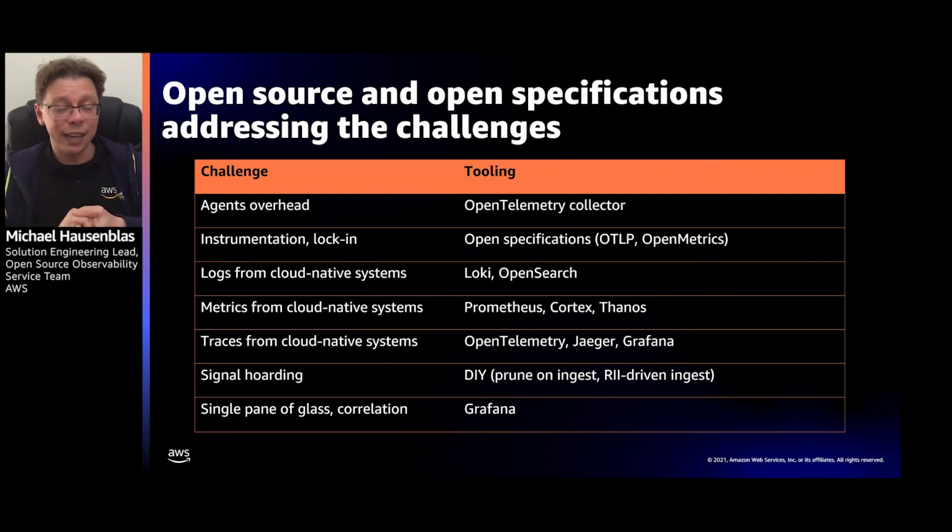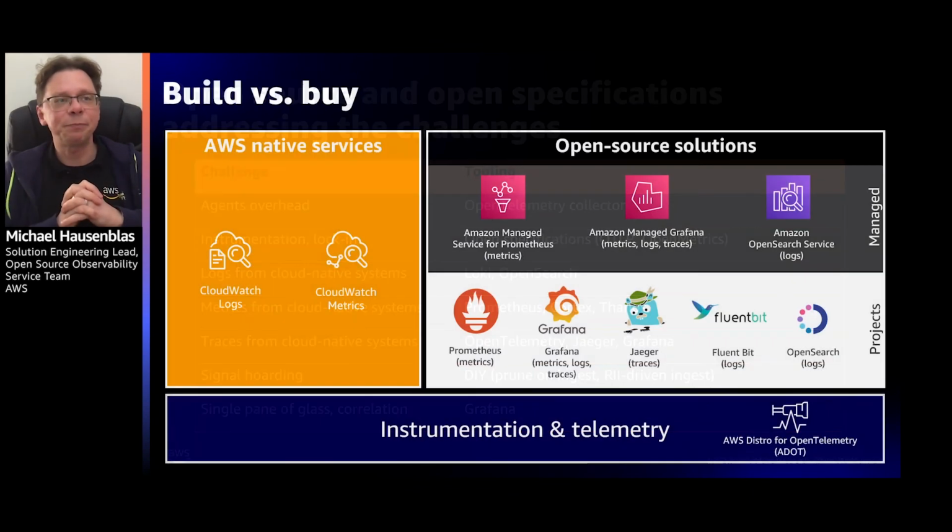For the signal hoarding, as I mentioned earlier on, I'm not aware of an open source project that would address that out of the box. So you essentially have to prune on ingest as much as possible. And for the single pane of glass, and for the correlation of signals, my recommendation would be Grafana. And with that, we have at least a rough guidance on that.